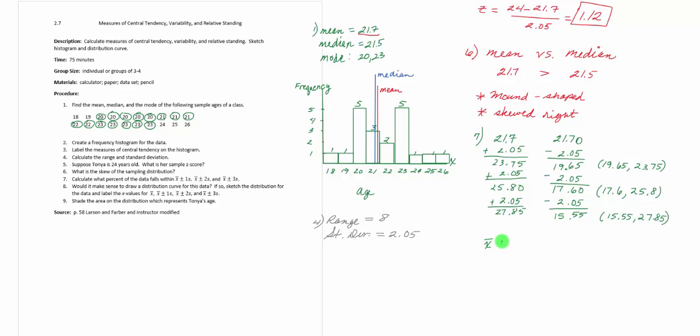So the proportion within one standard deviation of the mean is 15 out of 20, which is 0.75. To be within 2 standard deviations, the age has to be at least 17.6 and no greater than 25.8. So we already have 15 of our numbers included. Are there any others that could be included? Is 18 a number that falls between 17.6 and 25.8? That is. 19 would also be included.